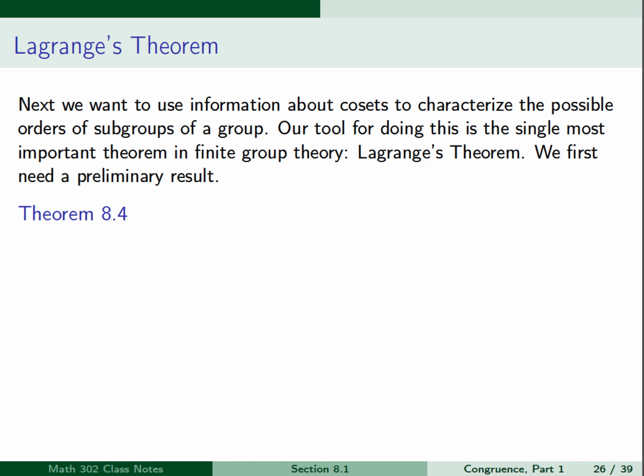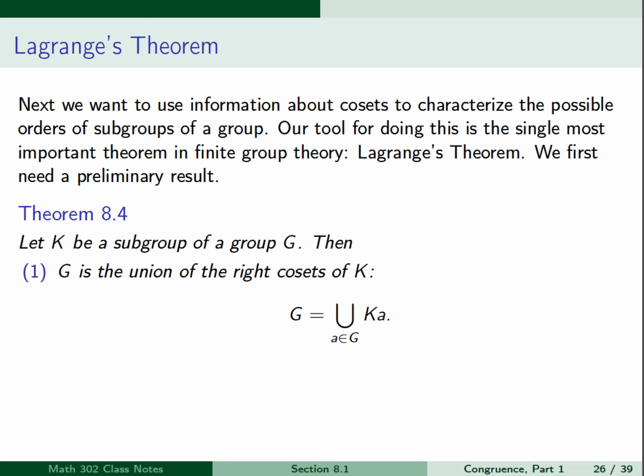So this is Theorem 8.4, and let K be a subgroup of a group G. Then first, G is the union of the right cosets of K, so we can write that using the notation shown. This is G equals the union over all elements a in G of Ka. The idea with this notation is for each element a in G, we get a right coset Ka, and then we take the union of all those right cosets.